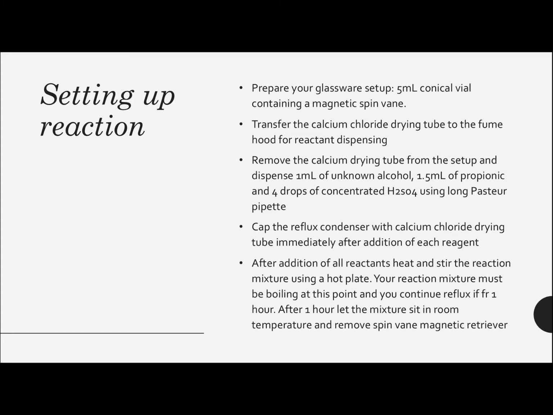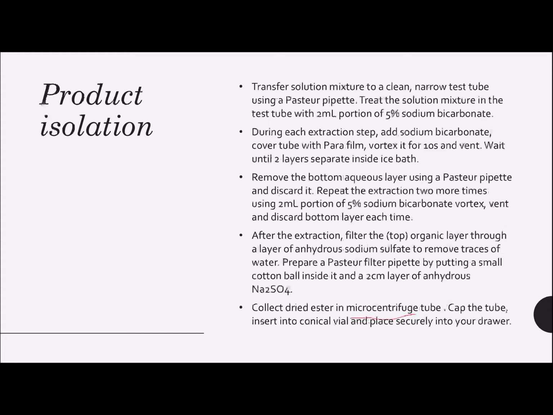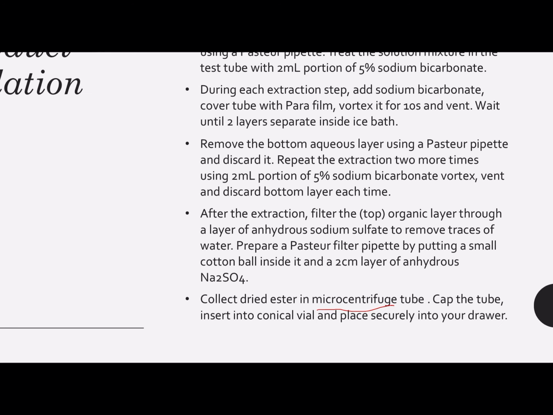But just looking at calcium chloride, the intended use of this is as a drying agent for the water that is formed from the sulfuric acid. So we're seeing this playing a factor in this reaction. Moving on to the product isolation, there is an extraction step, of course, and we're adding sodium bicarbonate. Now, this sodium bicarbonate is to neutralize the hexanoic acid and sulfuric acid on top of the organic layer. So in the end, we are collecting ester in a microcentrifuge tube, capping the tube, of course, and placing this in our drawer at the end.